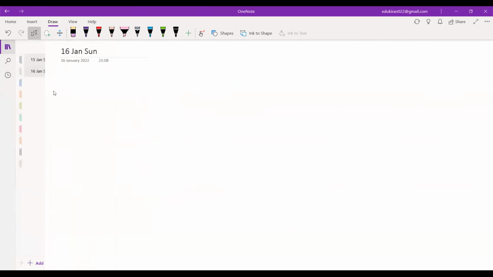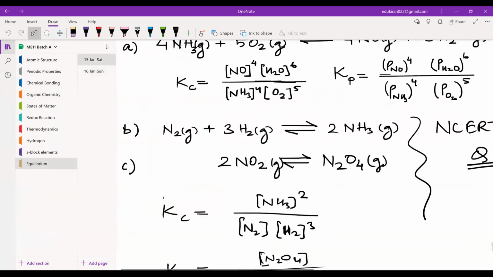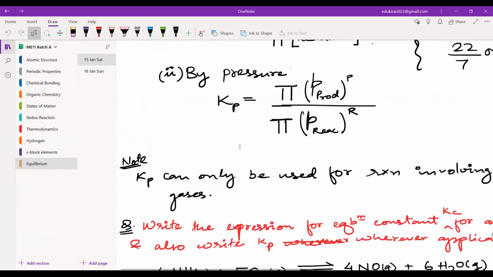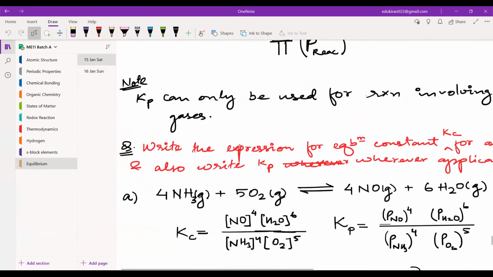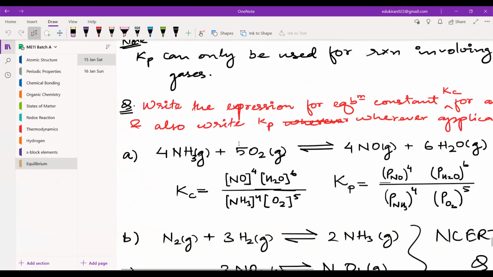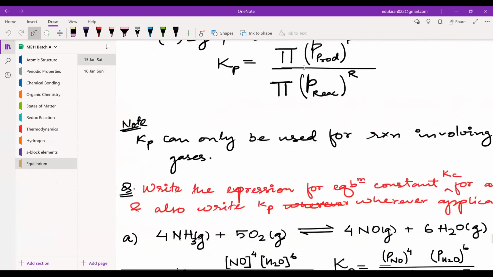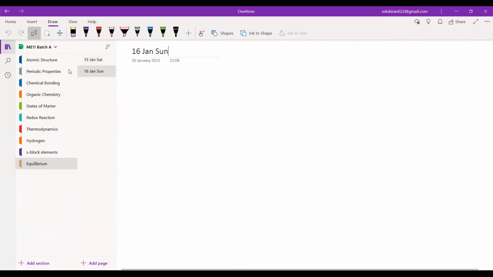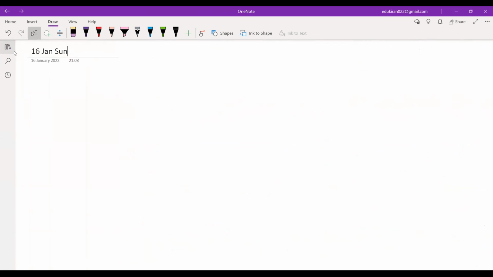Okay, so where did we end in the last class? We ended at some questions on how to write the expression for the equilibrium constant. So we now know that there are two ways to express the equilibrium constant. First is Kc and the other is Kp.